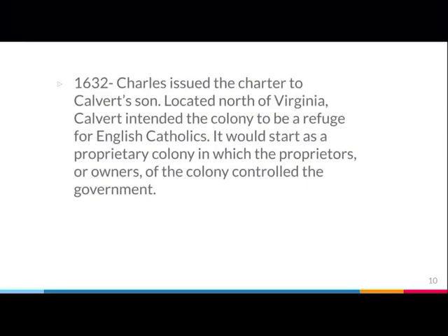It would start as a proprietary colony, where the proprietors or owners of the colony control the government. So again, it wasn't a royal colony yet. There's a difference. A royal colony has a governor appointed by the king or queen. A proprietary colony is where the proprietors or owners of the colony control the government.